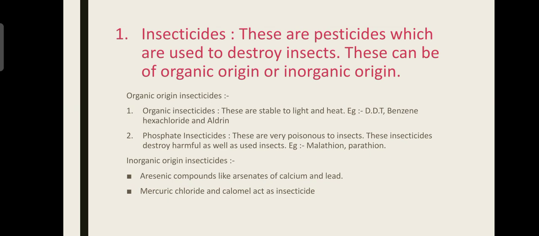Number 2 phosphate insecticides. These are very poisonous to insects. These insecticides destroy harmful as well as useful insects. Examples: malathion, parathion, etc. Inorganic origin insecticides. Examples are arsenic compounds like arsenates of calcium and lead, mercuric chloride and calomel, which act as insecticides.